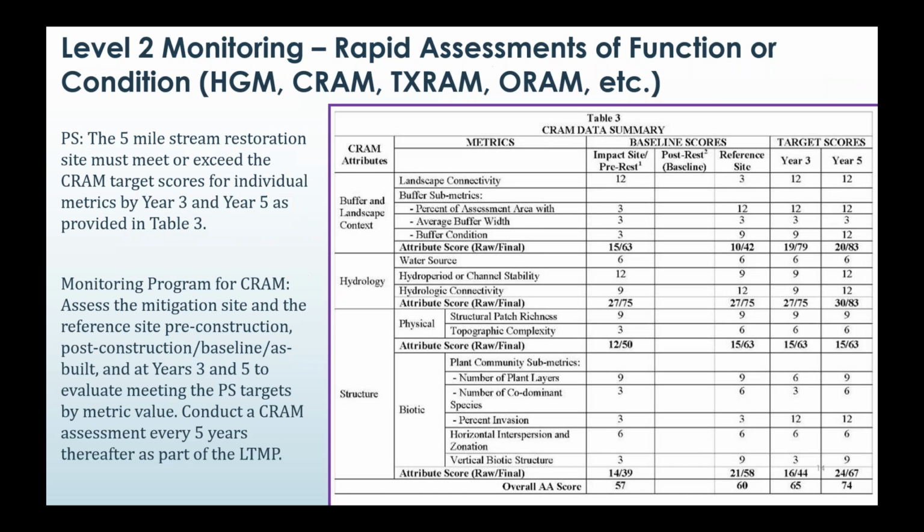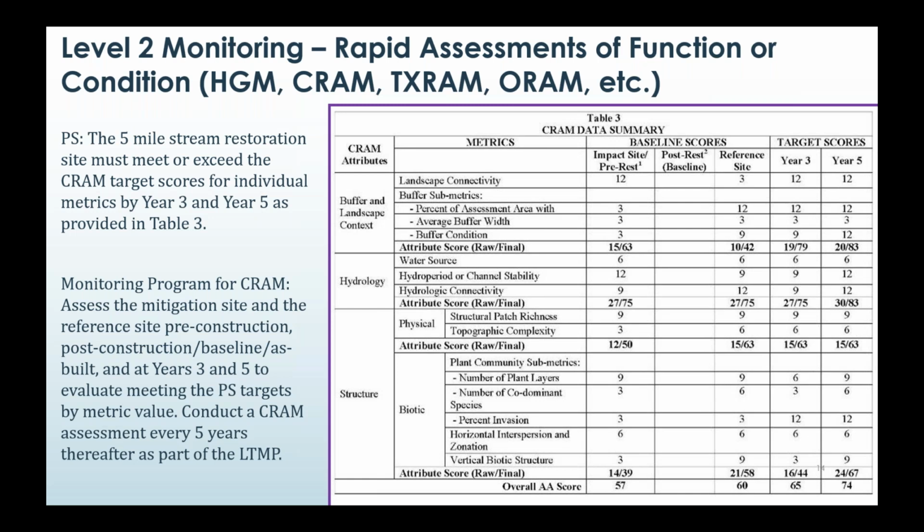Okay, so level 2 of monitoring tools, again, are these rapid assessments of function or condition, and some of those examples are HGM, CRAM, the California Rapid Assessment Method, Texas Rapid Assessment Method, Ohio. There are many rapid assessment tools that are being developed, and as Rebecca mentioned, I am a huge advocate of functional and conditional assessment tools, and that's because even though they're level 2 and they don't assess function directly, there's always pros and cons to every tool, right? They're supposed to be part of this toolbox, right? We can't just rely on one tool. But the great thing about these tools is it gives us this overall picture of the site.